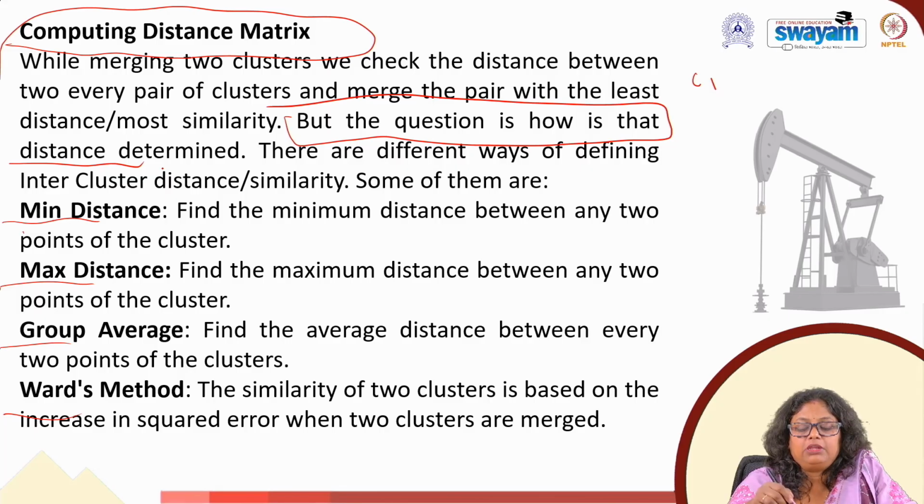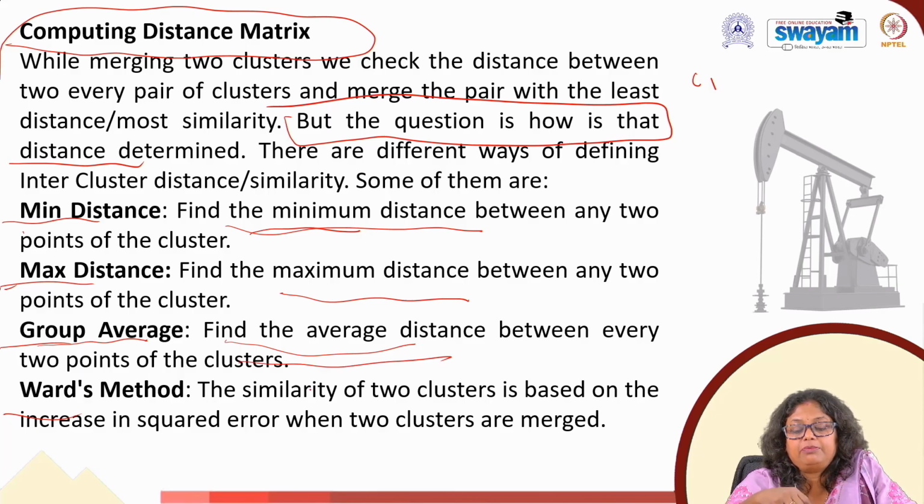For minimum distance, we find the minimum distance between any two points of the clusters, calculate it, and use that. Or we can go ahead with the maximum distance: find the maximum distance between any two points of the clusters. Then there is the group average option, where we find the average distance between every two points of the clusters.